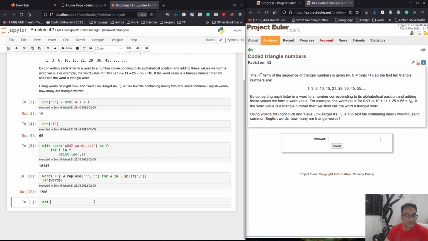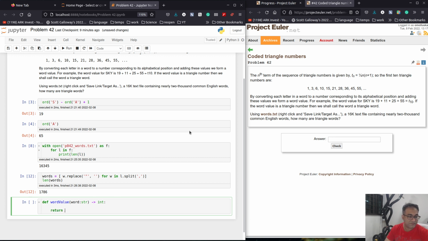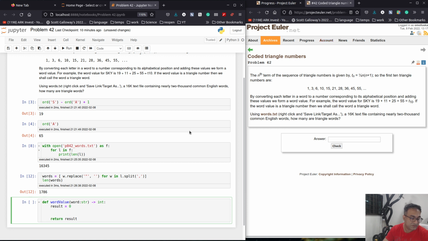Let's say def word_value. It'll take a string word, and it will give an integer, which is the value of this particular word. So result is 0, and this will be the accumulator, for character c in word.